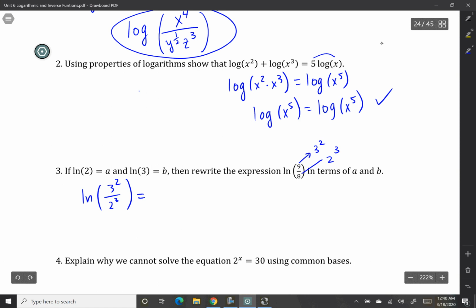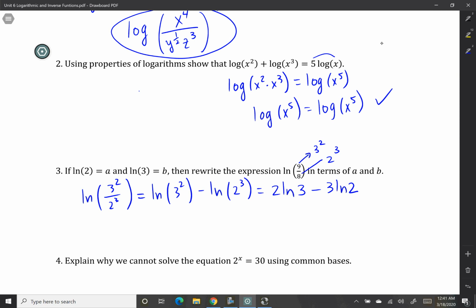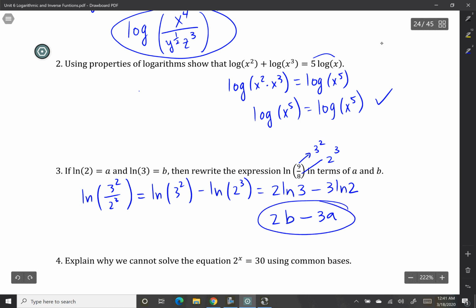Then using my logarithm property, since I have division, I'm going to rewrite this as 2 separate logarithms using subtraction. Then each of these exponents is really a coefficient, so I'll say 2 ln of 3 minus 3 ln of 2. Since ln of 3 is really b and ln of 2 is really a, I can substitute those. Instead of ln of 3, I'm going to put b, and instead of ln of 2, I'm going to put a. There's my answer. This doesn't come up too often on the Regents exam, but this is an SAT question all day.